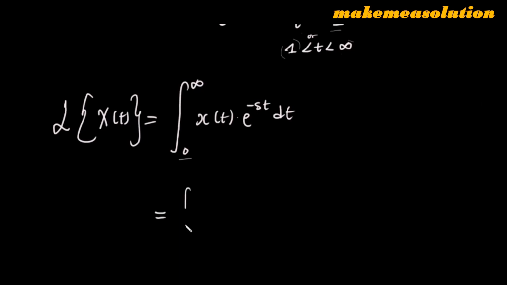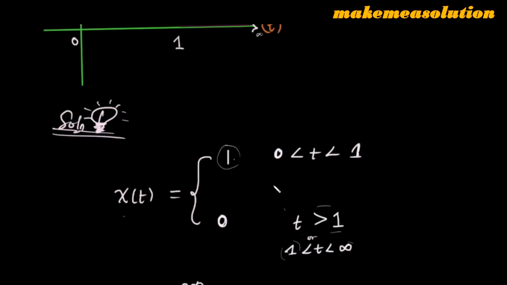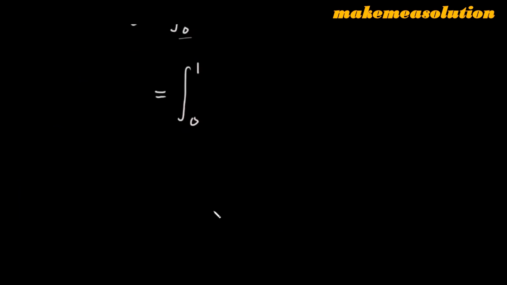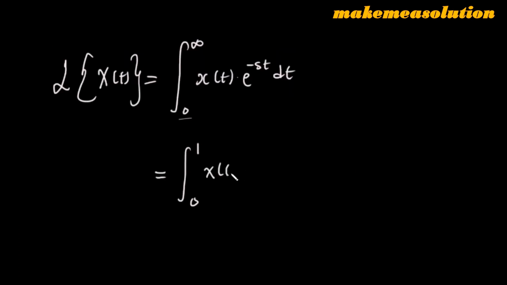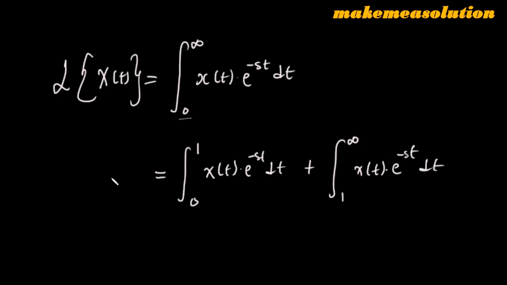We're going to break the integral into 0 to 1 first, according to this first branch, 0 to 1. Then we'll put our x of t exponential minus st dt, and you now have plus. Then the second branch is from 1 to infinity, and you put your x of t exponential minus st dt. So this Laplace transform of x of t becomes x of s.